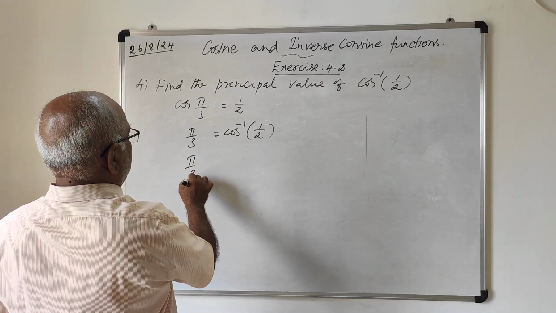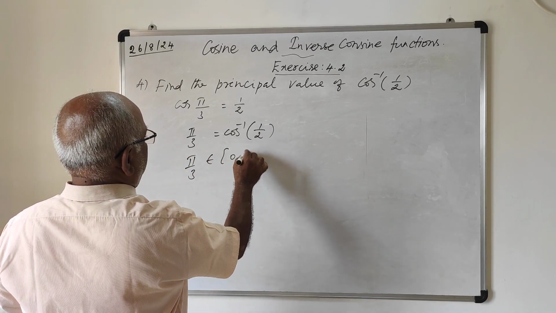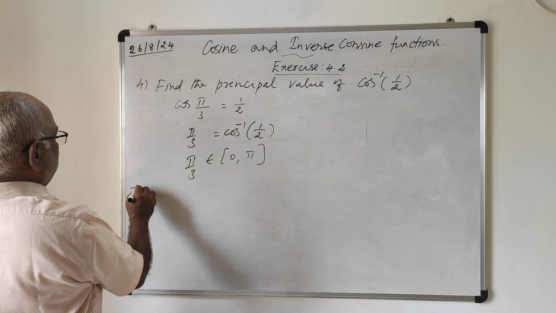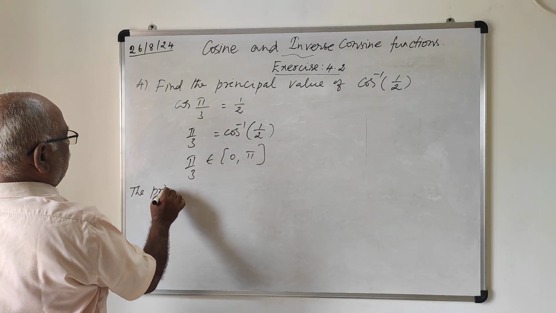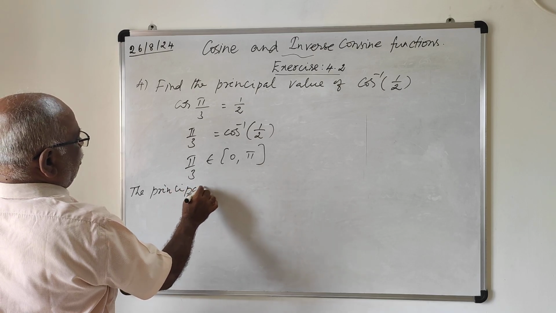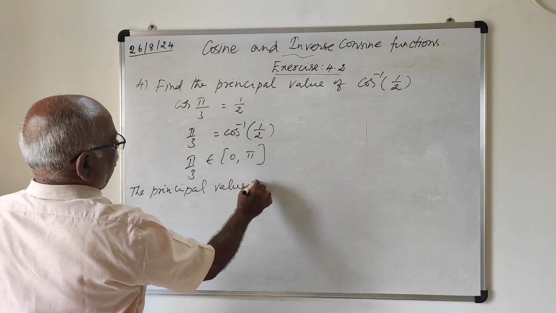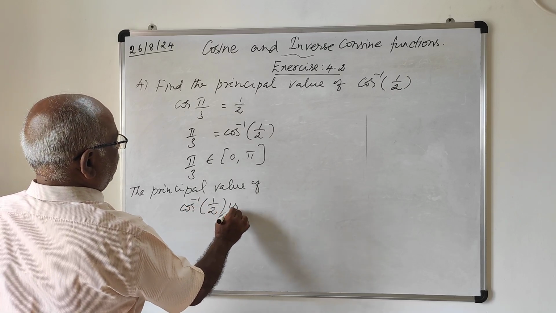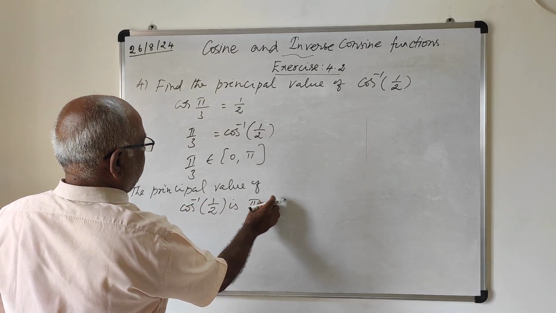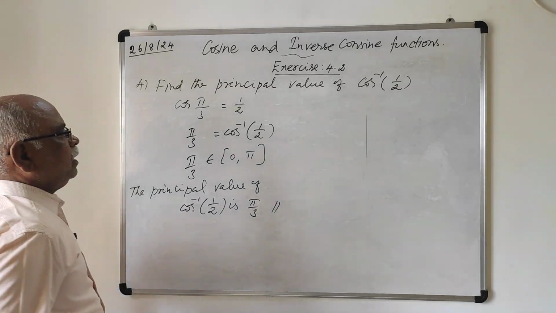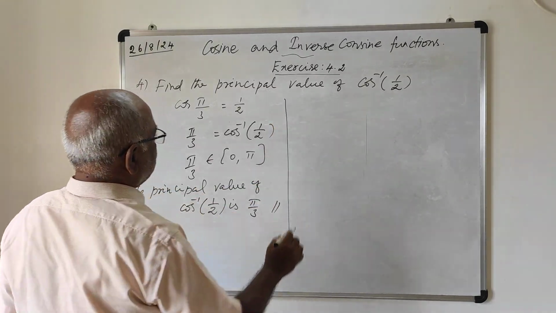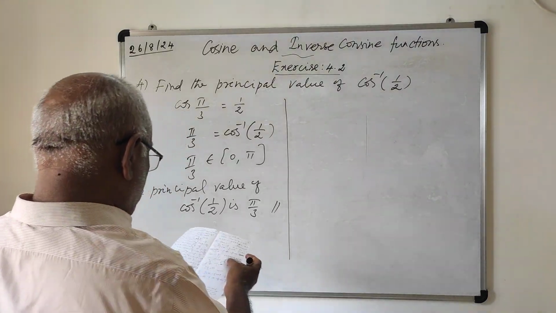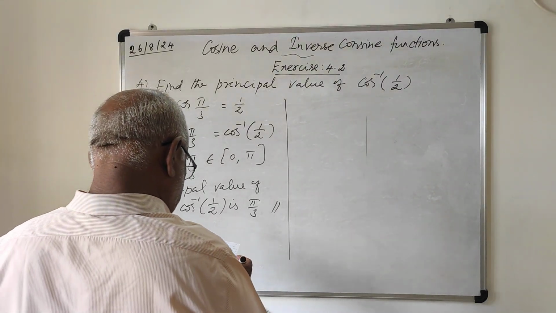This pi by 3 belongs to the interval 0 to pi. Therefore, the principal value of cos inverse of 1 by 2 is pi by 3. That's all about the problem. Okay? Principal value of cos inverse of 1 by 2 is pi by 3.